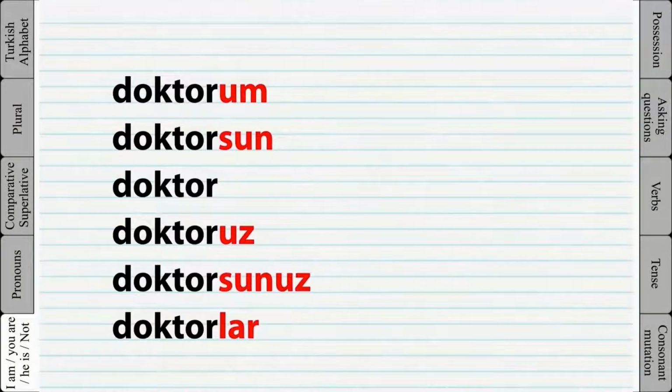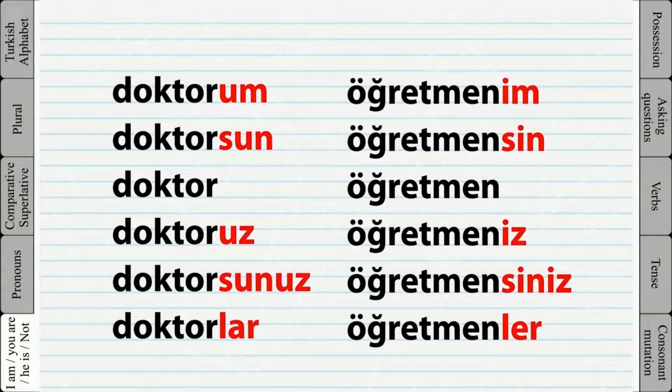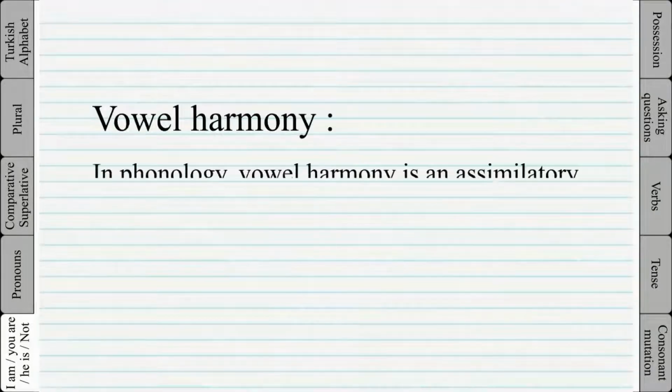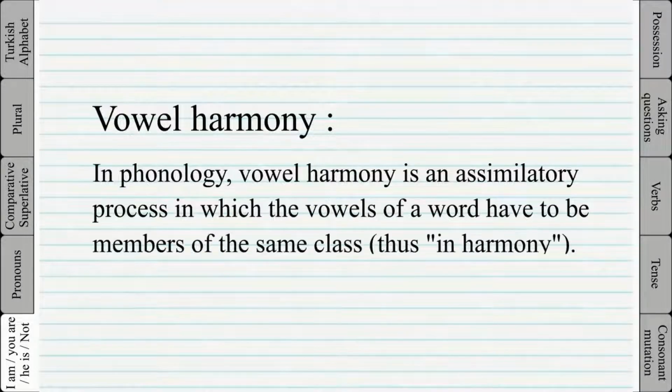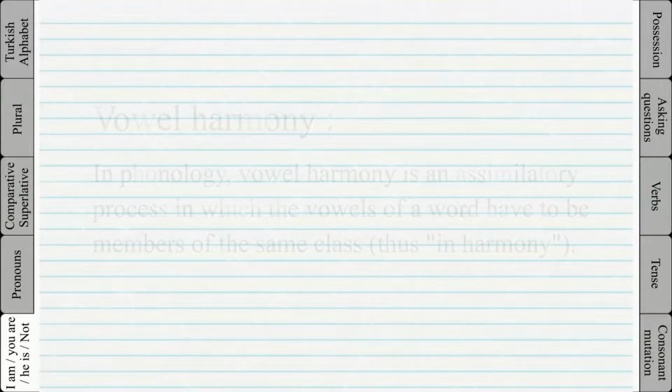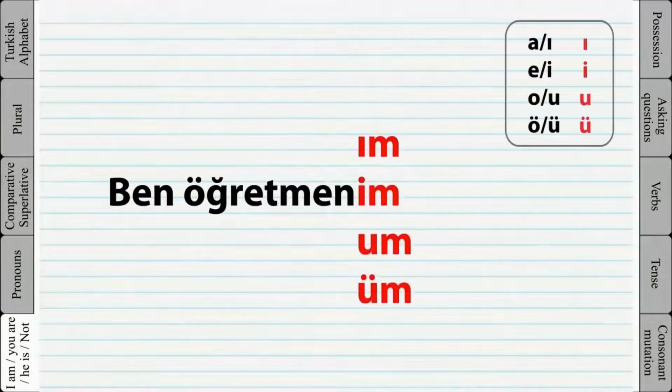Let's look at another example. Notice how the vowel changed. The reason we use a different vowel is because there is something in Turkish called the vowel harmony. The vowel harmony in phonology is an assimilatory process in which the vowels of a word have to be members of the same class, thus in harmony. The rules are like this. That's why we have to use the im ending.